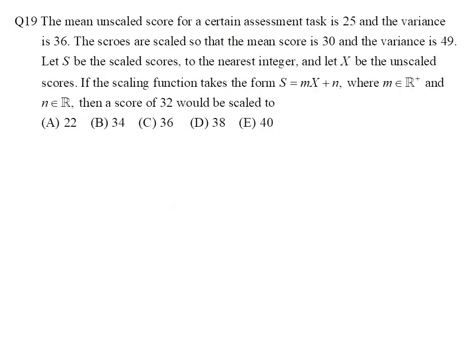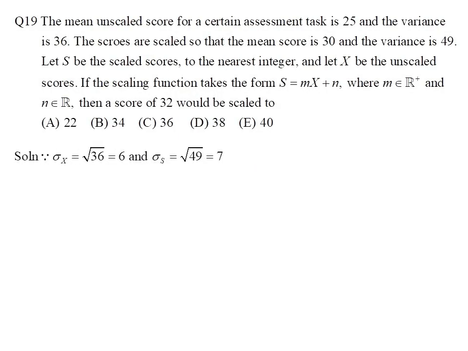Question 19 states that the mean unscaled score for a certain assessment task is 25 and the variance is 36. The scores are scaled so that the mean score is 30 and the variance is 49. Let S be the scaled score to the nearest integer and let X be the unscaled scores. If the scaling function takes the form S equals mX plus n, where m is a positive real number and n is also real, then the question is to calculate the scaled score for a score of 32.